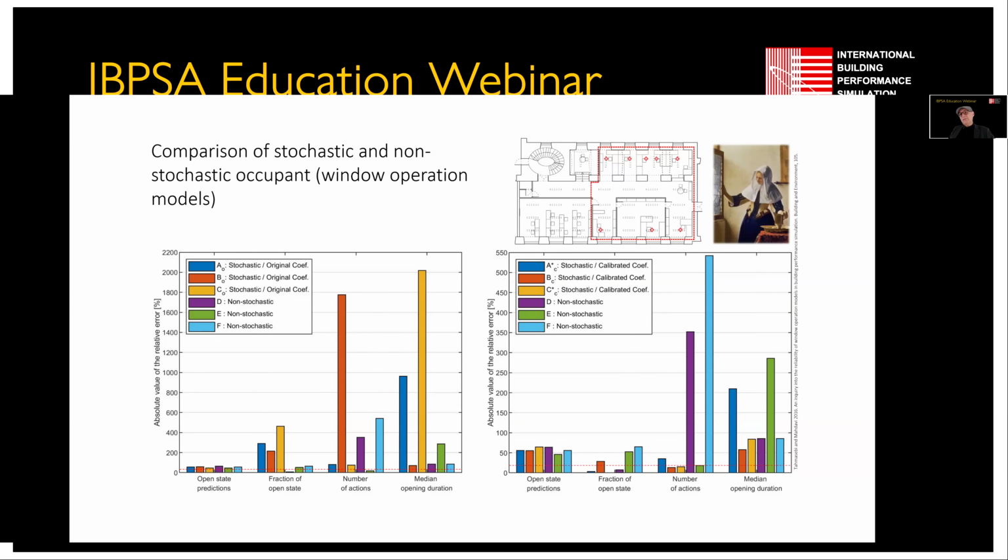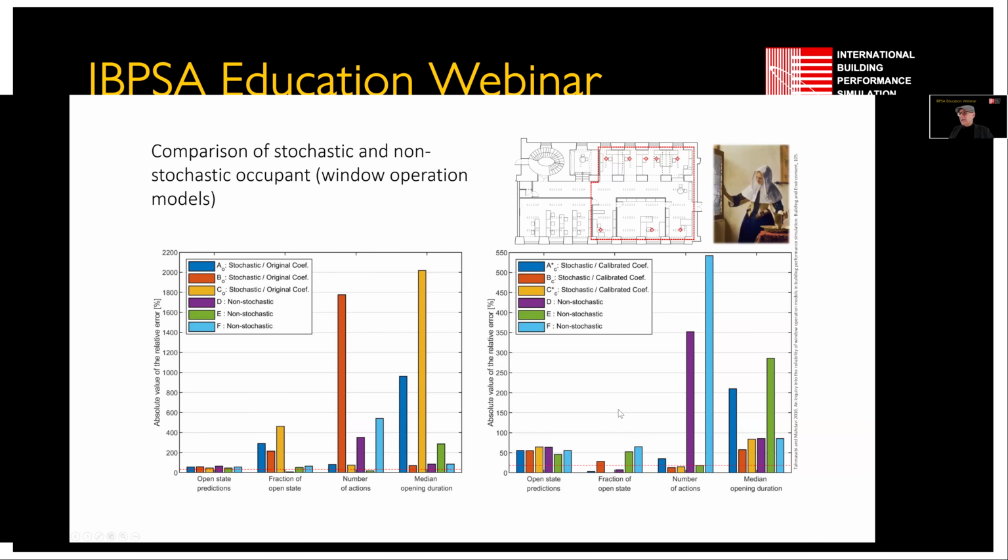So on the left graph, you see various indicators, descriptors of behavior of window states, like how reliable were the predictions in terms of the opening actions, the number of actions, how long the window was open, what was the duration. And we could see that here there was no added value in applying the stochastic or probabilistic methods that we used in this case. The errors at times were quite extreme.